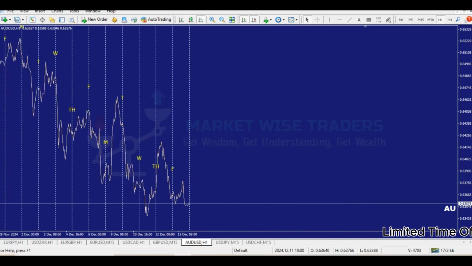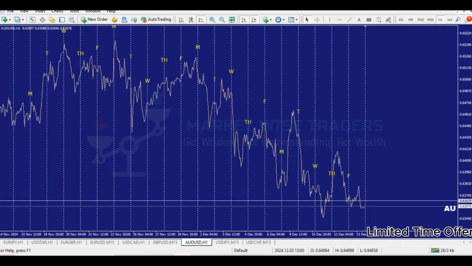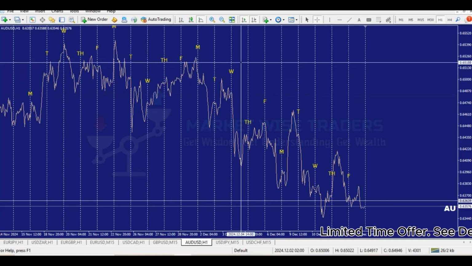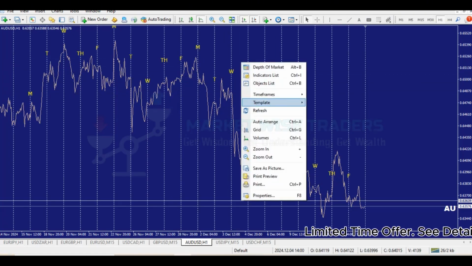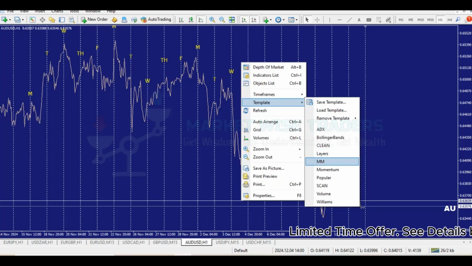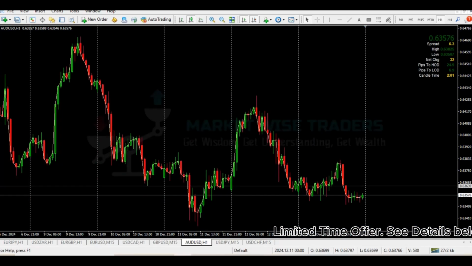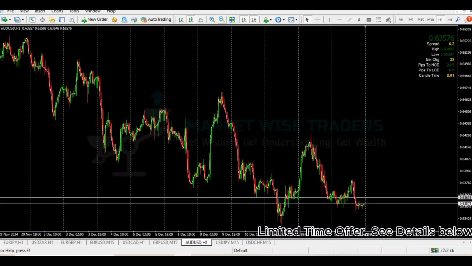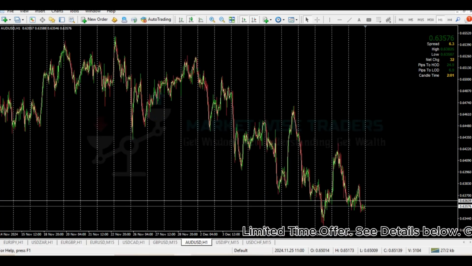Okay, so basically Aussie has been bearish to the dollar ever since the beginning of this month, 2nd of December over there. Let me just put candlesticks on here. You can see what I'm saying. This is the H1 chart, right? So this thing has been bearish ever since then.